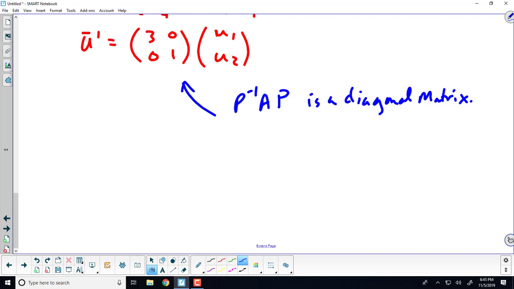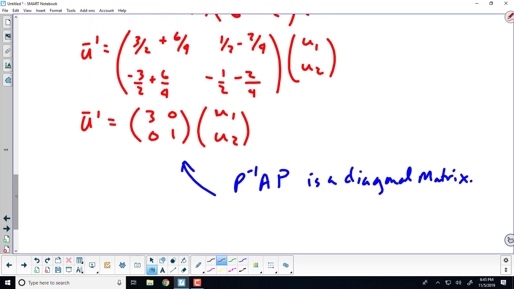That was really, really tedious, right? Look at this. Sorry, I messed up my addition here. Let's see here. This is 3 halves plus another 3 halves. That's 3. That works. 1/2 minus 1/2. That's 0. Minus 1/2 plus 1/2. That's 0. But look, I messed this one up. This should be minus 1/2 minus 2/4. That should have been minus 1.